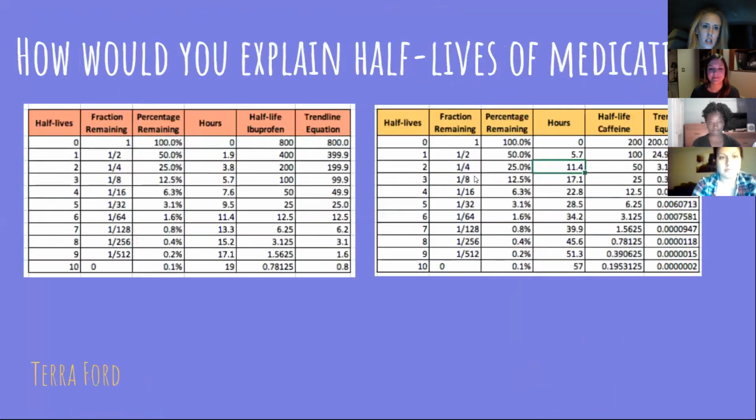Interesting. Okay. All right, Tiara, how would you explain half-lives of medication? What's your take on this? Well, medication half-life is the amount of time it takes for a certain dose of medication to reduce by 50% in our bodies. This is important to know when taking medication. One half-life of ibuprofen is 1.9 hours. It takes 1.9 hours to reduce by 50%. So after twice that time, or two half-lives, you still have 25% of the medication in your body. Caffeine stays in your body significantly longer, with a half-life of 5.7 hours. So even after 24 hours, there is still a small percent of it in your body. It's crazy.